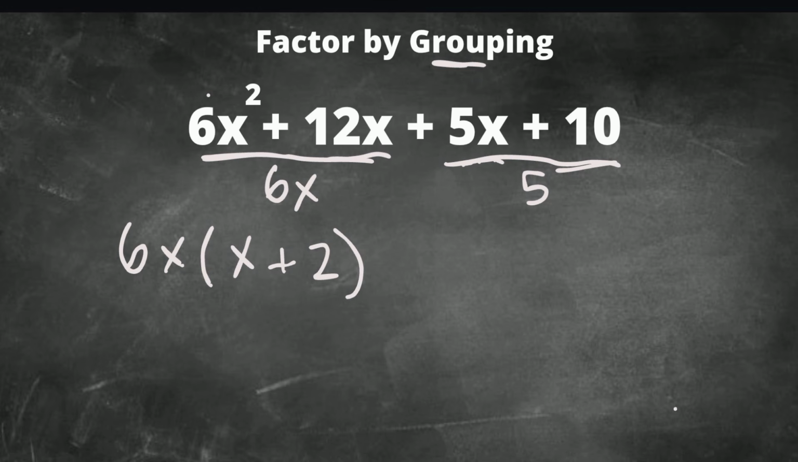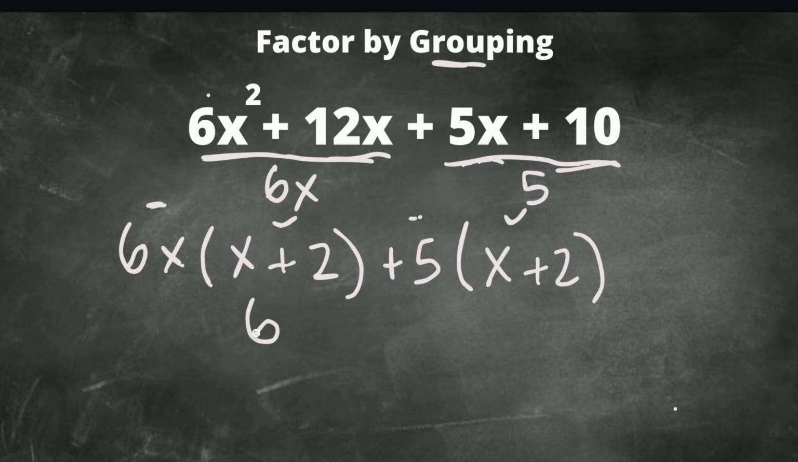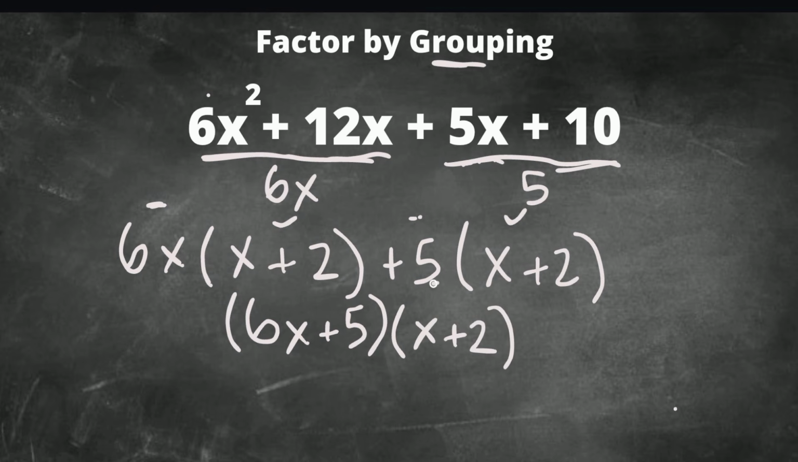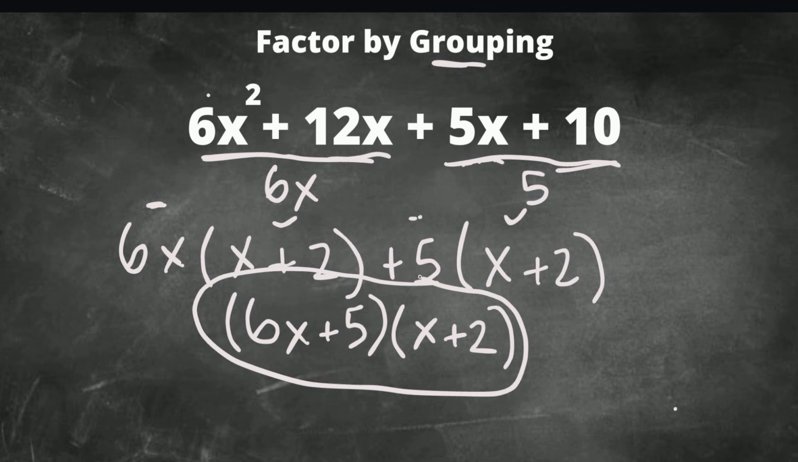Okay, now I'm going to do the same. I'm going to write the 5 out front, and I'm going to do the same. 5x divided by 5 leaves me with x, and 10 divided by 5, it gives me 2. And if you will notice that these 2 binomials are matching, so I then rewrite, always write the greatest common factors out front. So we have 6x plus 5 times the common binomial x plus 2. So there is our first example factored out.